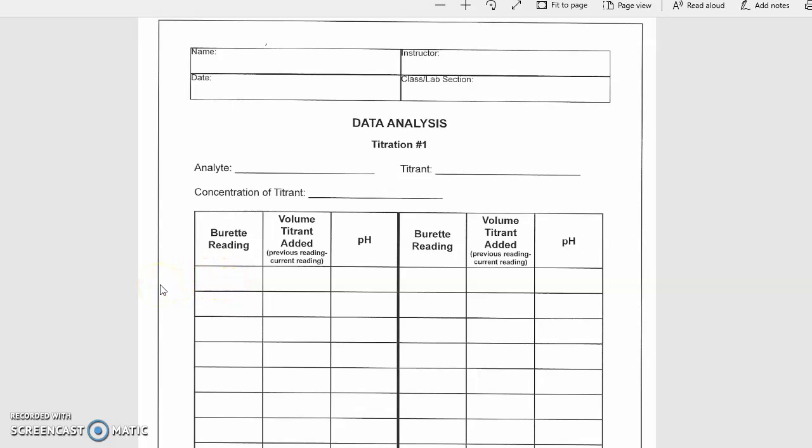So imagine you're in the lab and you've got your burette filled, and it's filled with 0.500 molar NaOH. So your titrant is NaOH, and your concentration is 0.500 molar right here. And your analyte is HCl. So your first reading here in your burette, you've got 45.00 milliliters. 45.00 goes right there. You've got a 0 here because you haven't added anything to the beaker down below that has your acid in it.